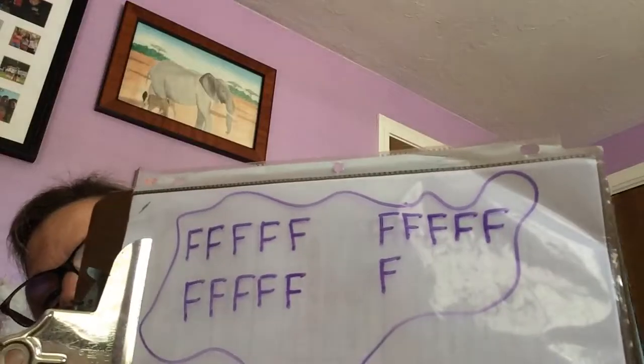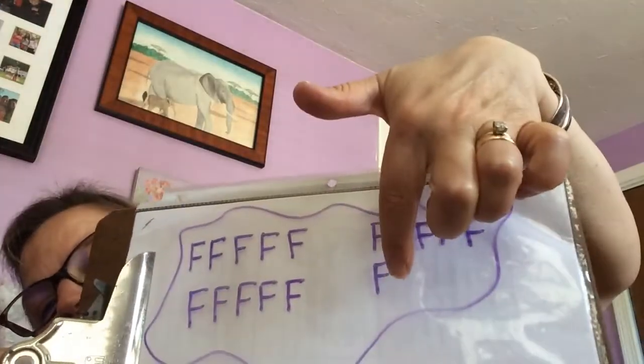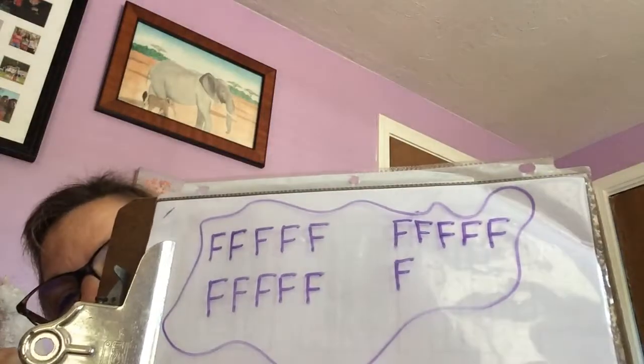So I'm going to make 6 more F's here. Right? Here I have my 6 more F's. I did them in another 5 group here. 1, 2, 3, 4, 5. And 1 more makes 6. So I have my 10 flamingos. 6 more equals how many altogether?